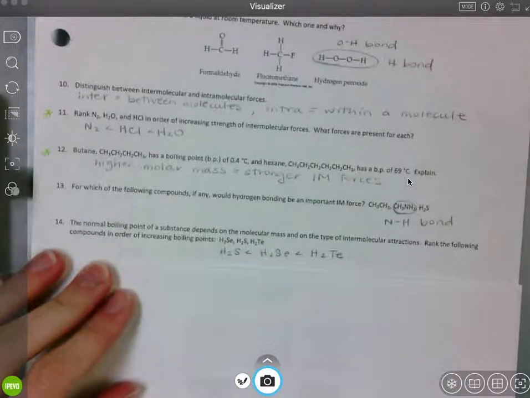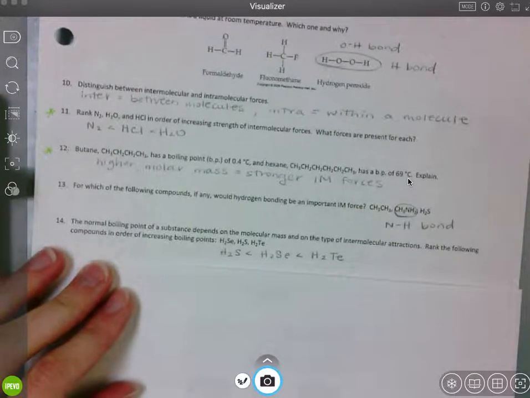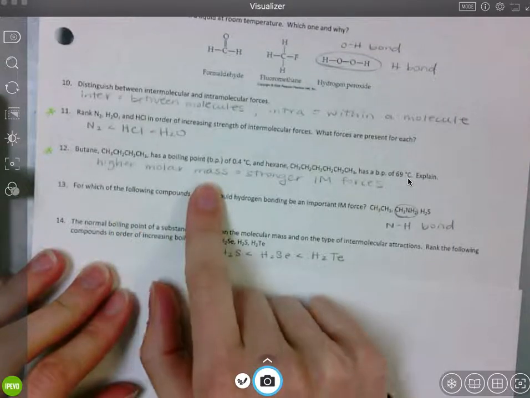All right, number 12. Butane has a boiling point of 0.4 degrees Celsius, and hexane has a boiling point of 69 degrees Celsius. Explain. We have a higher molar mass with hexane.